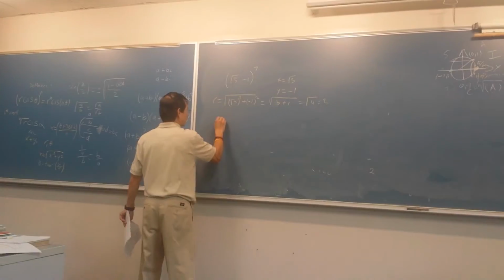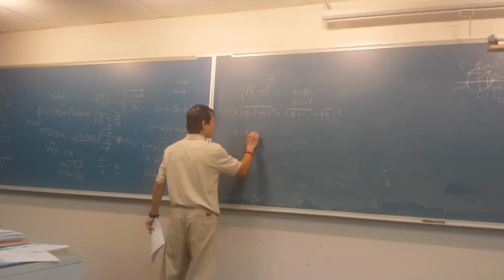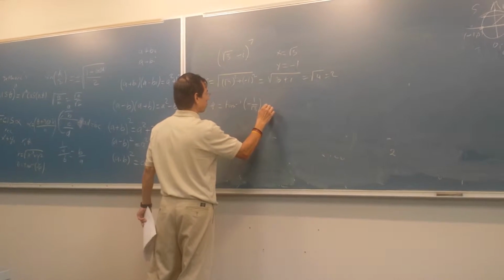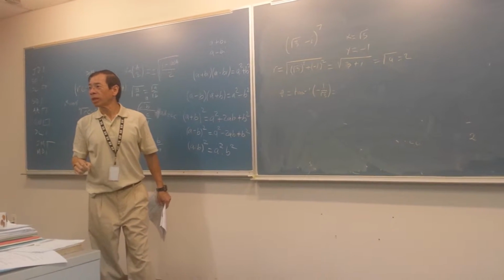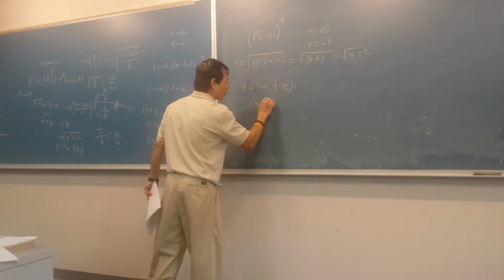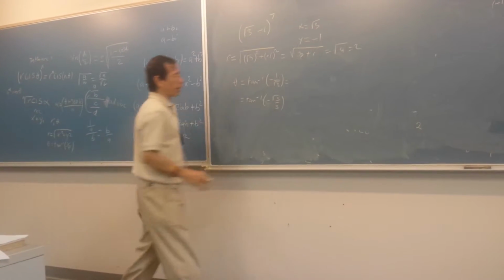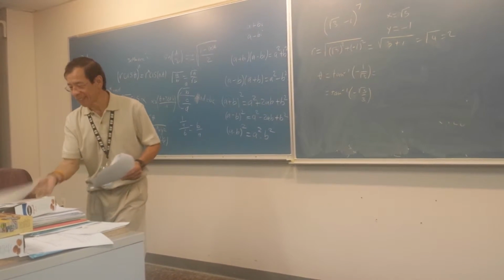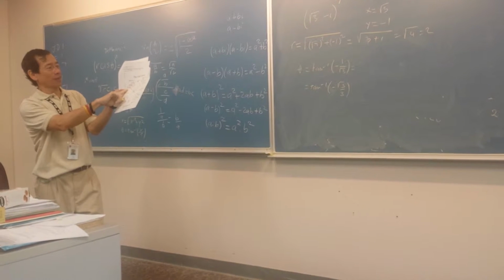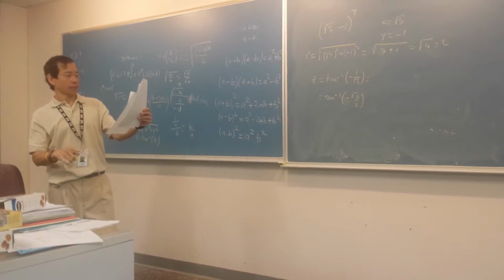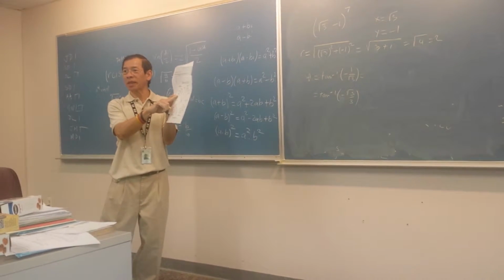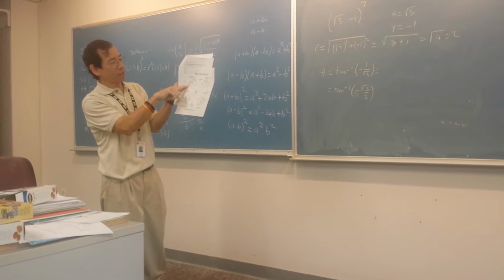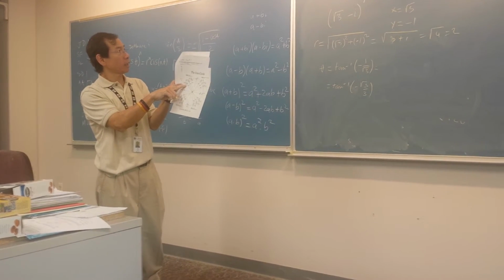What is our theta equal to? Using this formula right here, negative 1 over square root of 3, or square root of 3 over 3. So it will be tangent inverse of negative square root of 3 over 3. It could be 330 or 11 pi over 6. Tangent is sine over cosine, so if you take 1/2 divided by square root of 3 over 2, you have pi over 6.